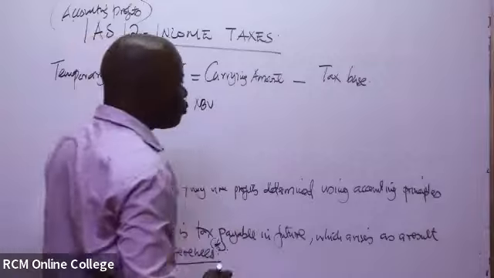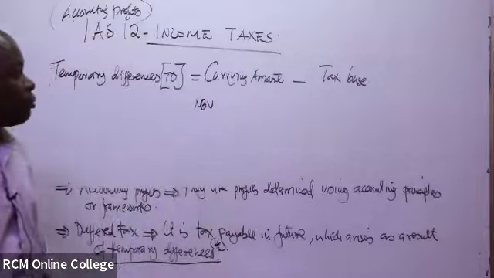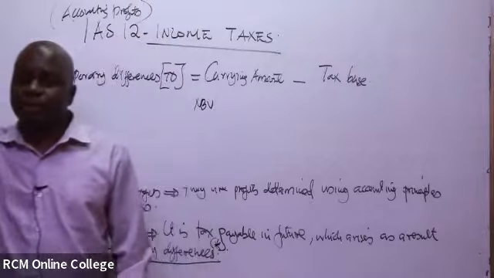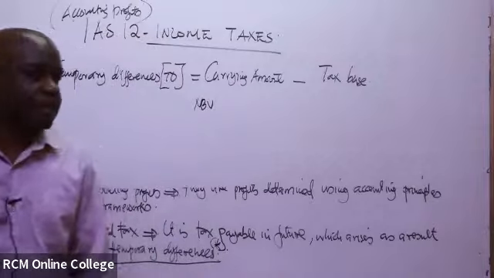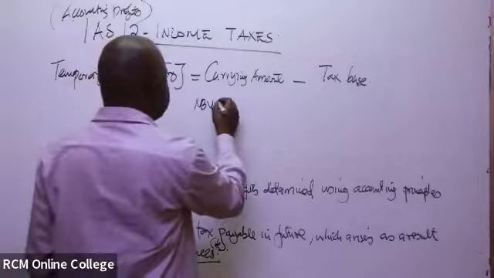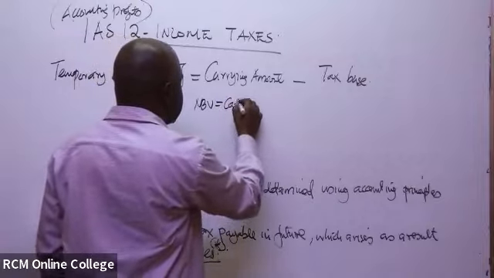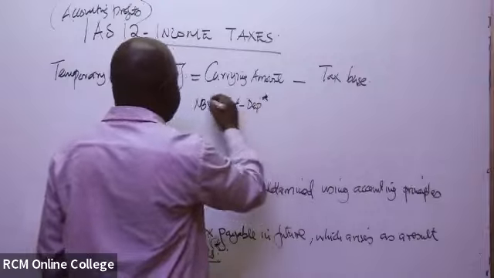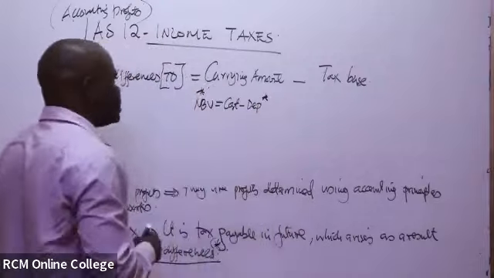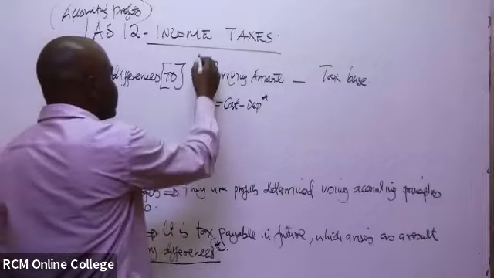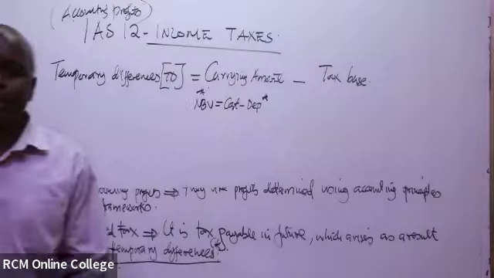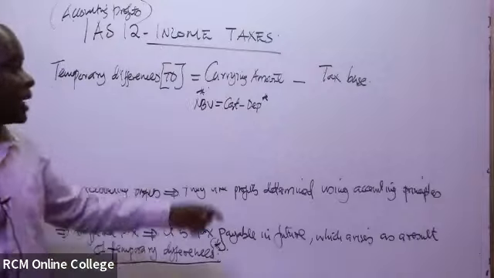And of course, you already know how to determine it. When you prepare the balance sheet, you do the cost, then you minus the depreciation, then eventually you get the NBV. So the NBV is just cost minus depreciation. This carrying amount is the one that will be determined by the accountant. That's how you normally determine the carrying amount.